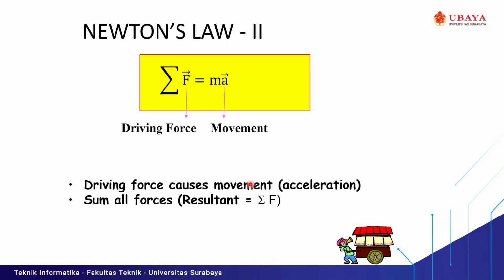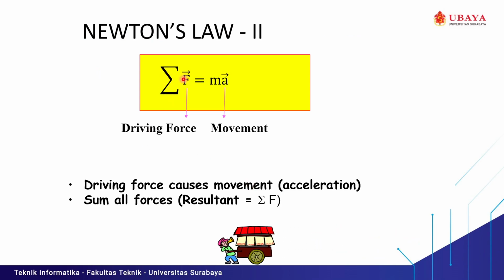So we can derive this formula: the sum of all forces on an object equals the mass times acceleration. The driving force causes the movement of any object. Remember, you must sum all the forces that are applied on the particular object. We usually call it the resultant, or some people simply say the sum of all forces. In bahasa we also call it a resultant.